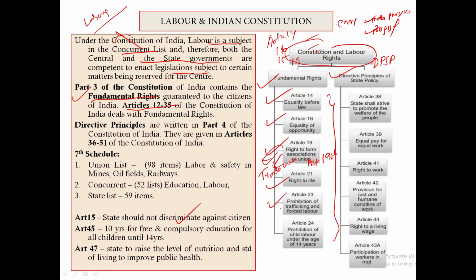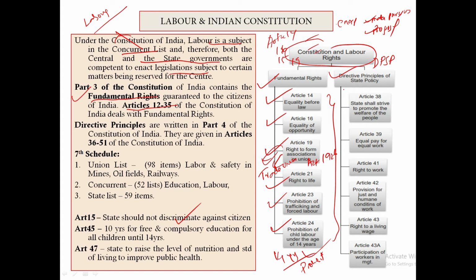Alright. Then Article 21, right to life. Article 23, prohibition of trafficking and forced labor. Article 24, prohibition of child labor under the age of 14 years. We have even the Child Labor Act also, where they prohibit even in factories below 14 years, they prohibit working anywhere. So this article has been followed in most of the acts or in every legislation.